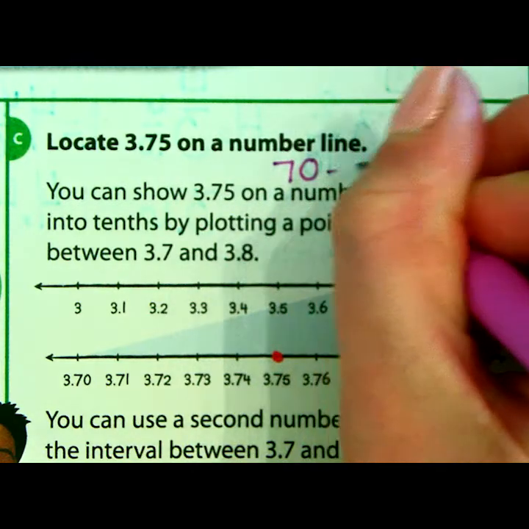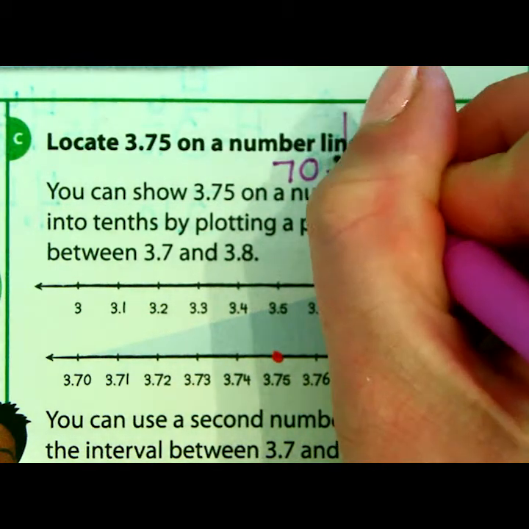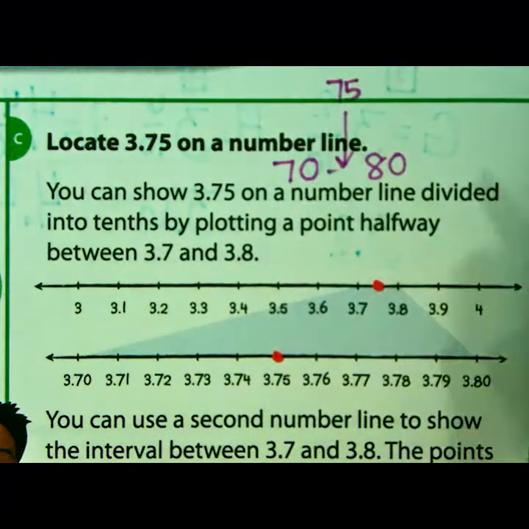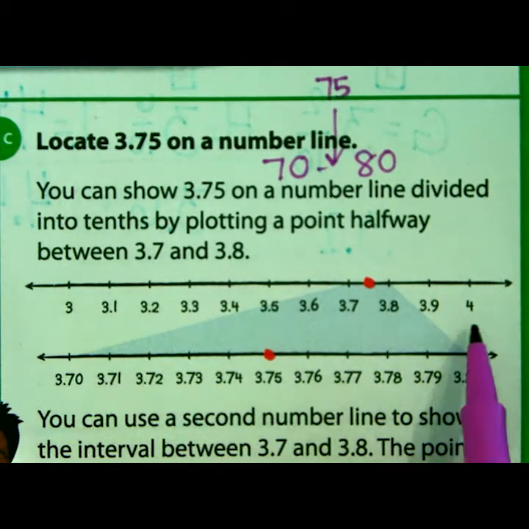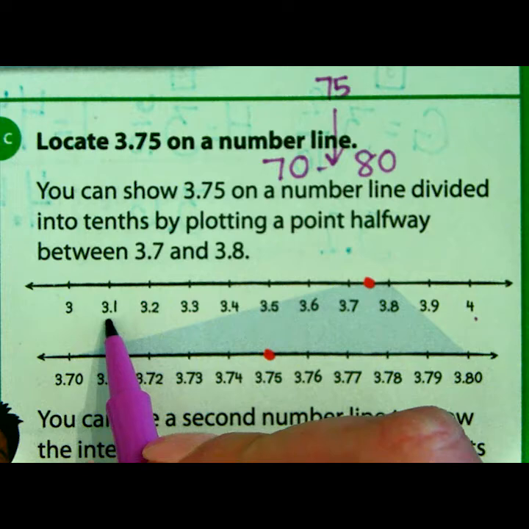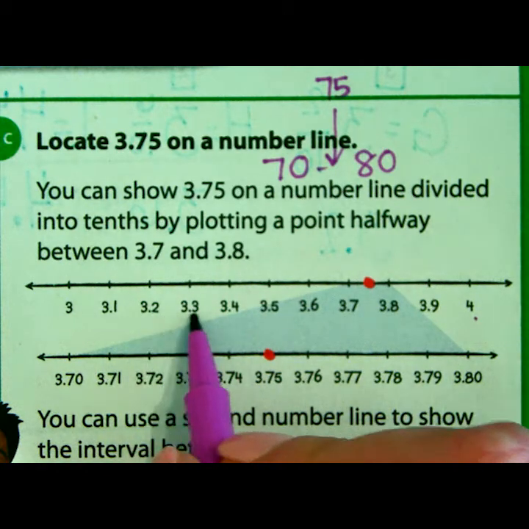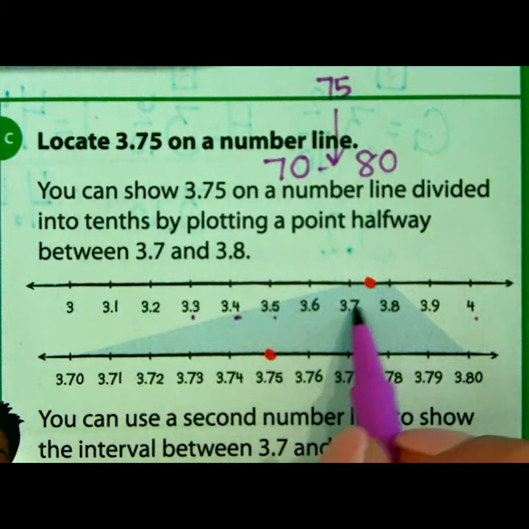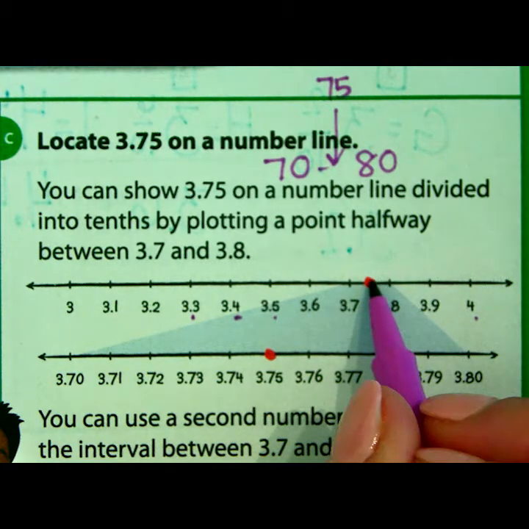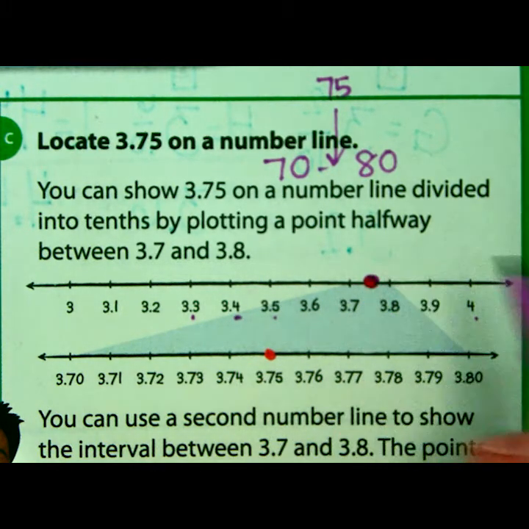And halfway would be that 75. So that's what they're doing here. They started with 3 and they've gone up to 4, but they've divided it into 3 and 1/10, 2/10, 3/10, 3 and 4/10, 3 and 5/10, 3 and 6/10, 3 and 7/10, 3 and 8/10. And they put that point right between 3 and 7/10 and 3 and 8/10.